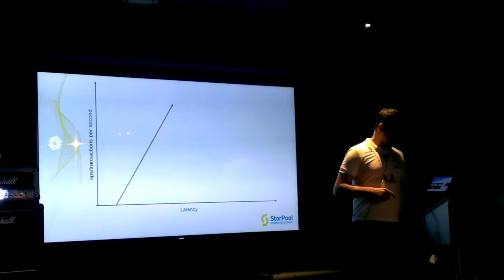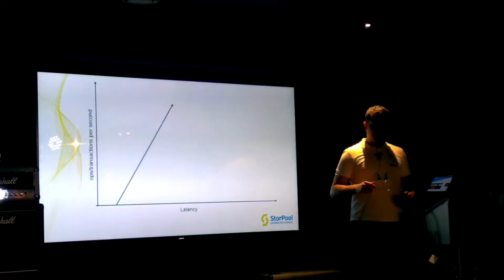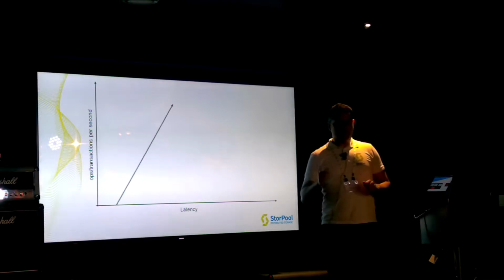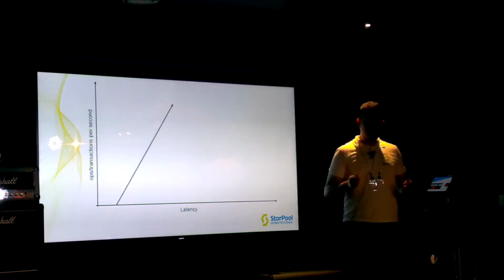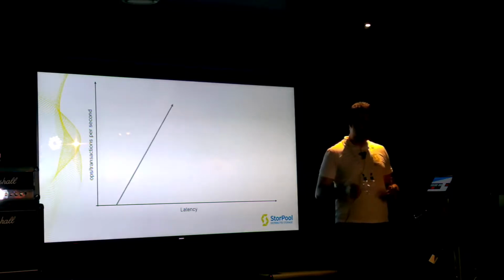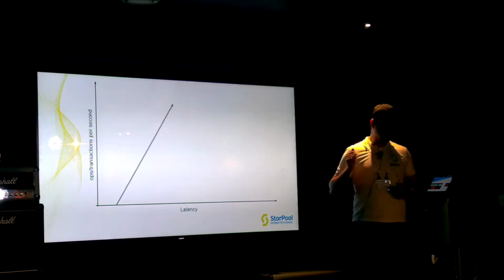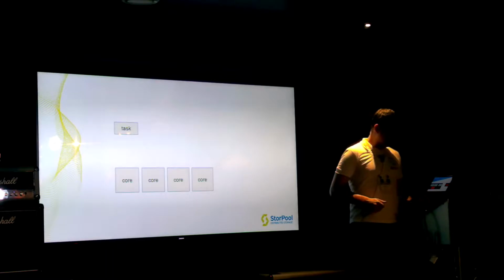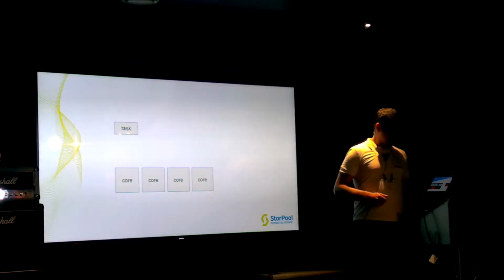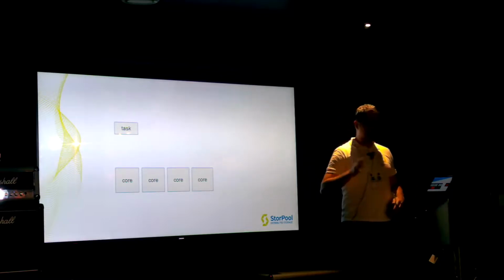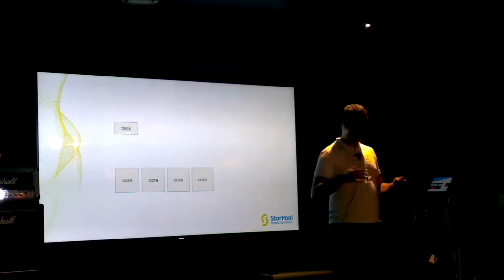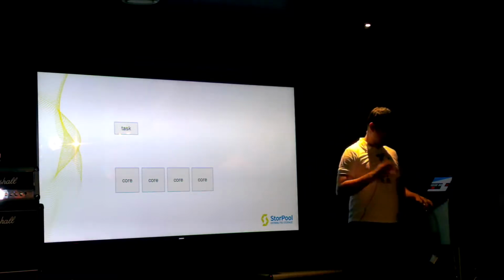So, any transaction processing system like a web server, database, load balancer, or storage system has a curve that looks like that. Basically, when you start loading the system, we have one task running on one CPU core. It takes 1 millisecond to do the job.